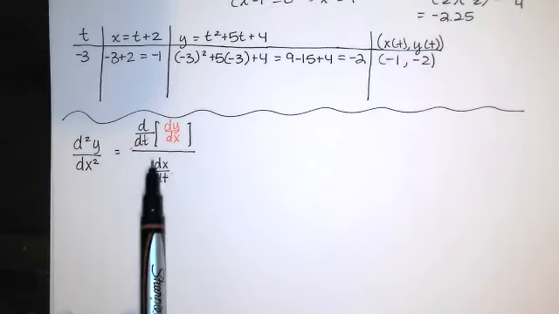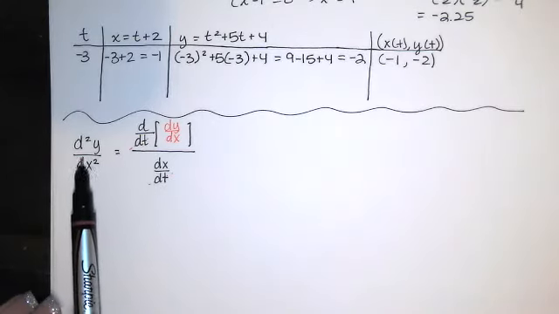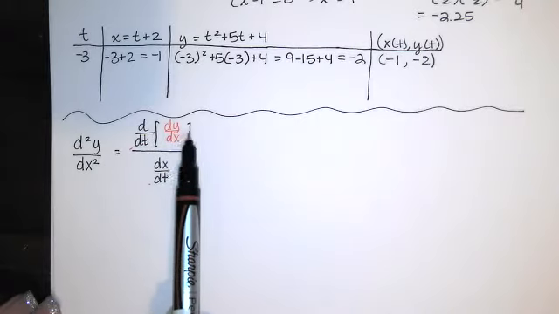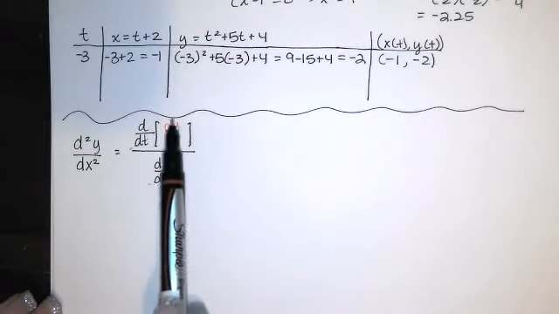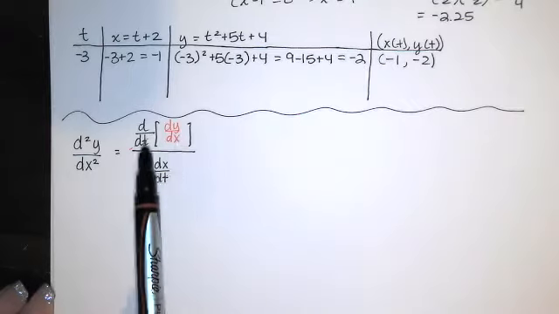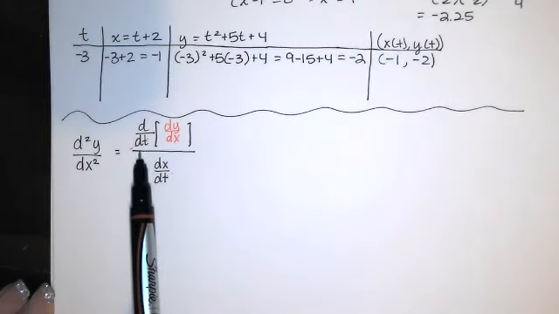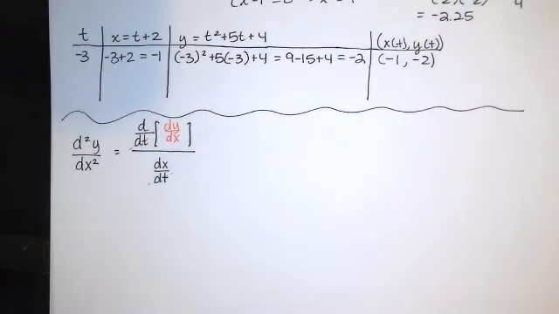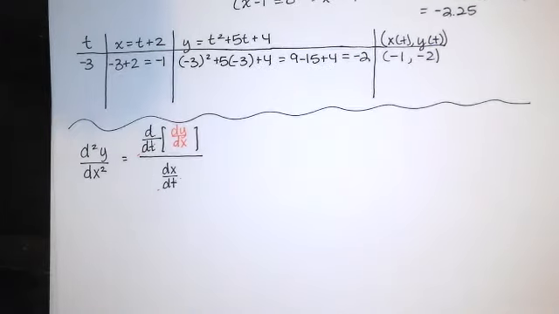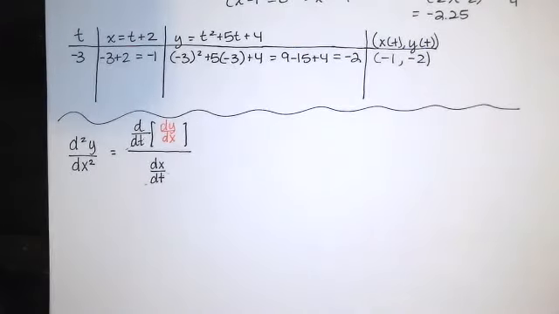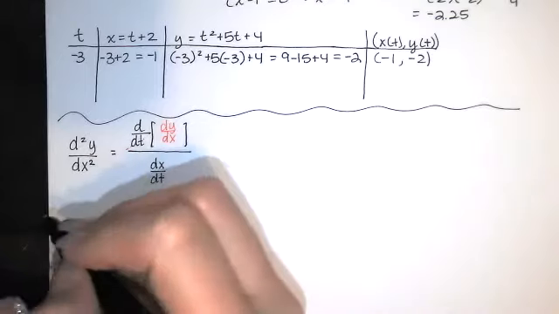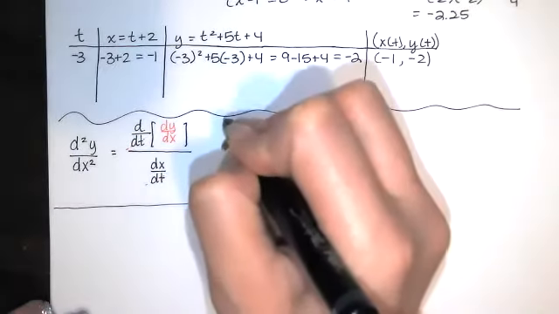What this tells us to do is it says, okay, find the derivative of y with respect to x, and take its derivative with respect to t. And then divide by the derivative of x with respect to t. And we're going to have a problem. Okay, so that's how the second derivative is defined.